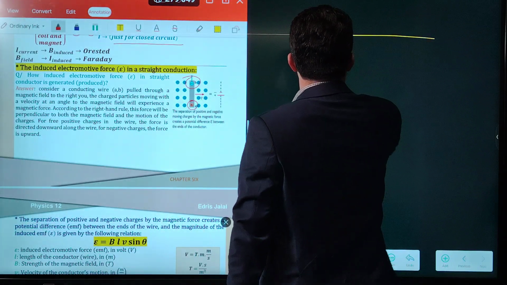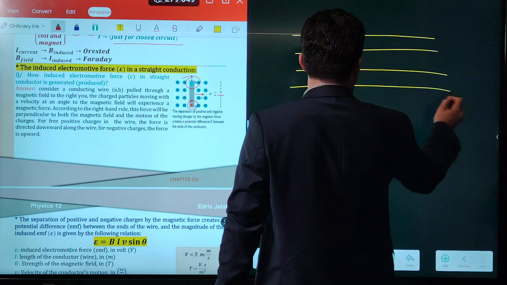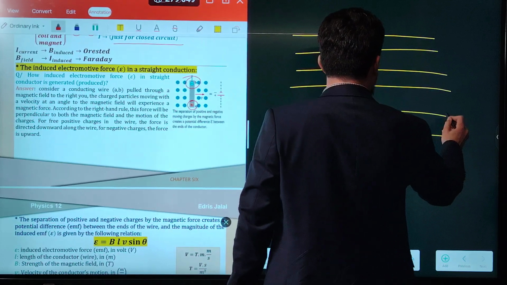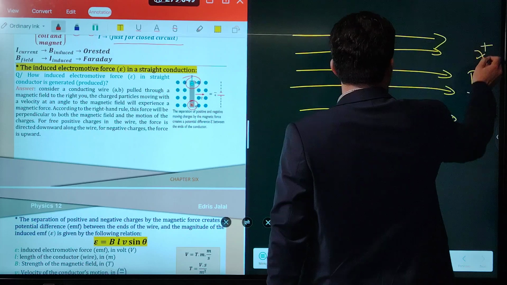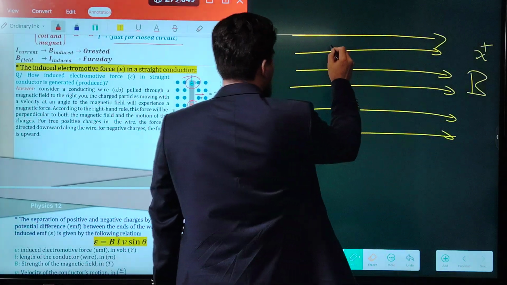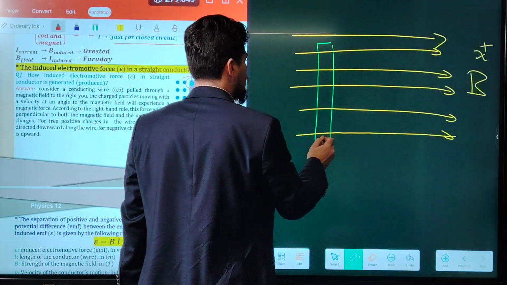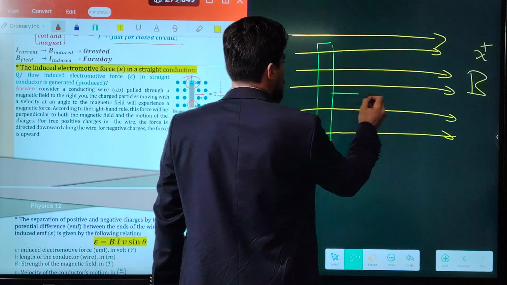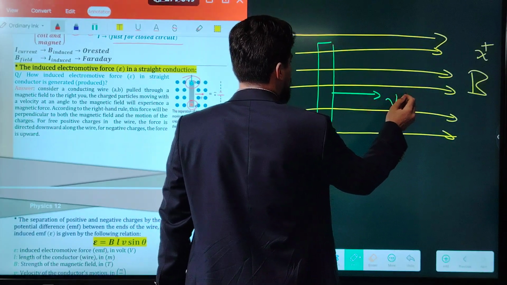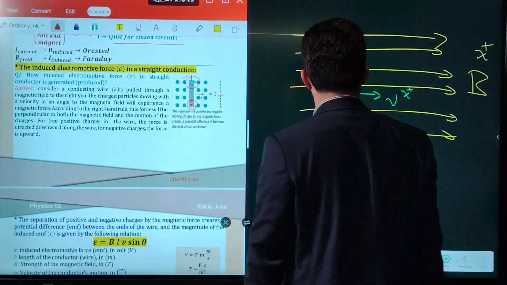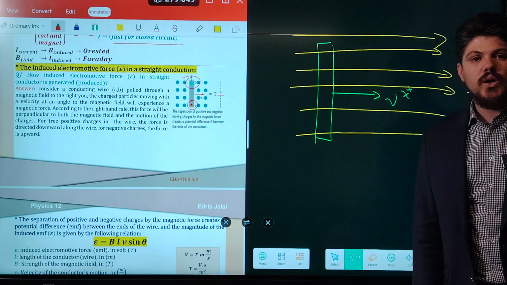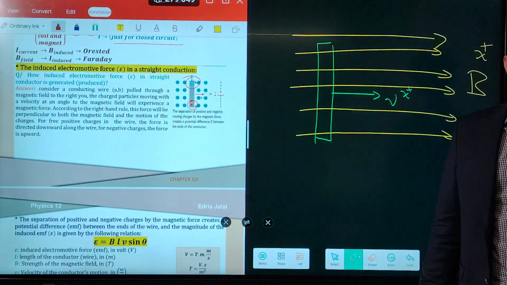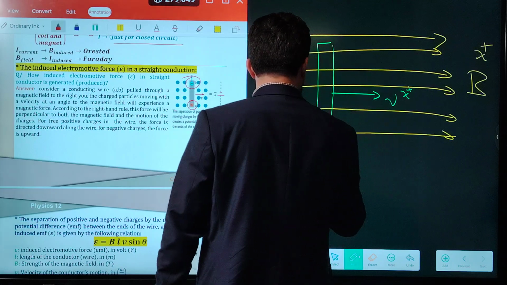How? Look, assume that this is the magnetic field, directed to the x positive, to the right. And we have a conductor wire, and it's moving to the right. Both of them are to the x positive. So do we have electromotive force? No, we don't. The electromotive force here is equal to 0.